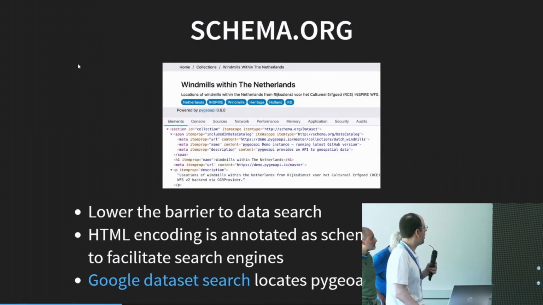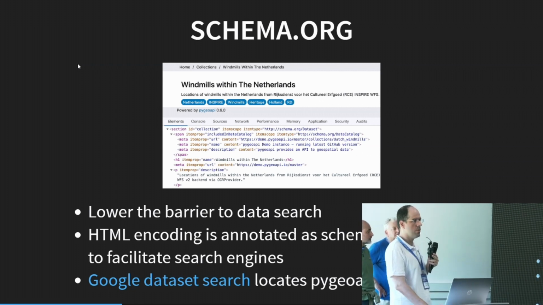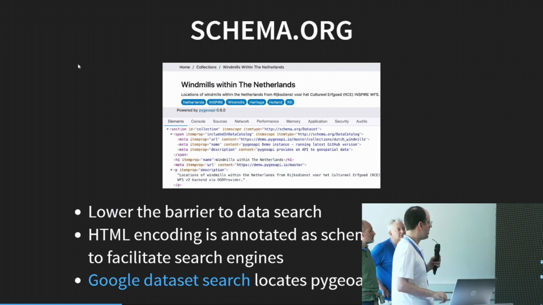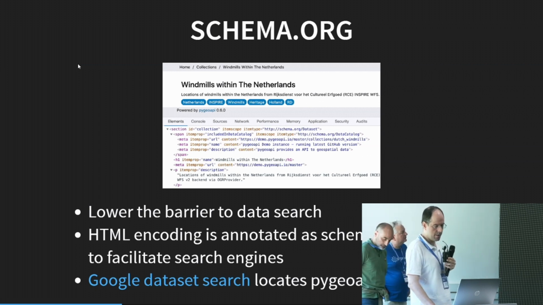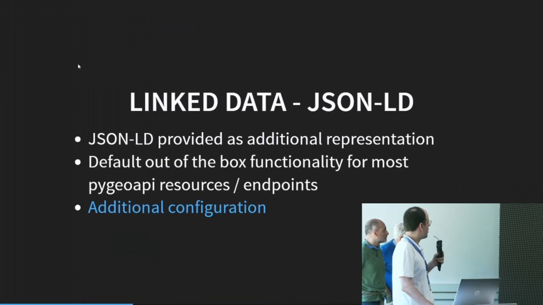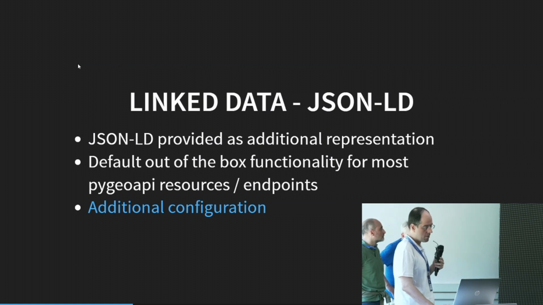So here we have, on top of everything, schema.org support lately, so we lower the barrier to data search. Everything that is exposed through the API is easy to be crawled from search engines, and the HTML annotation is there, so search engines can actually crawl the data and provide them in their form. We also support linked data and JSON-LD as an additional representation, out of the box functionality for most resources and endpoints.